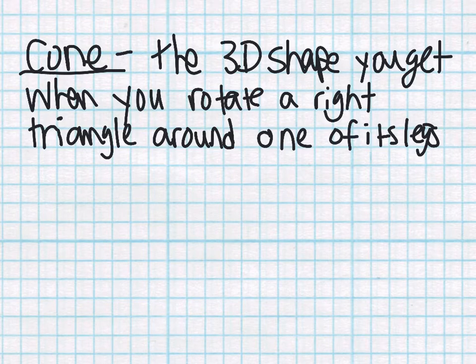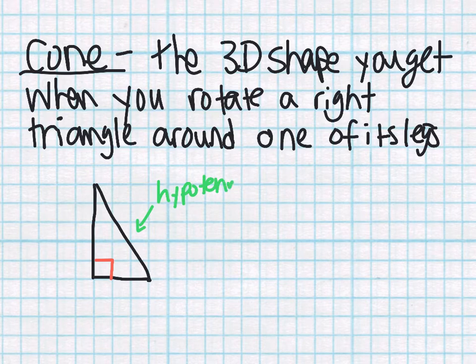If I have a right triangle, here's my right triangle. This is my 90-degree angle. Remember, this line right here is the hypotenuse, which means this side is a leg and this side is a leg. If I want to rotate this around one of the legs, let's say I pick this vertical one. Let's say I just tape this triangle to this yellow string and then spin it in my fingers. What kind of shape am I going to get?